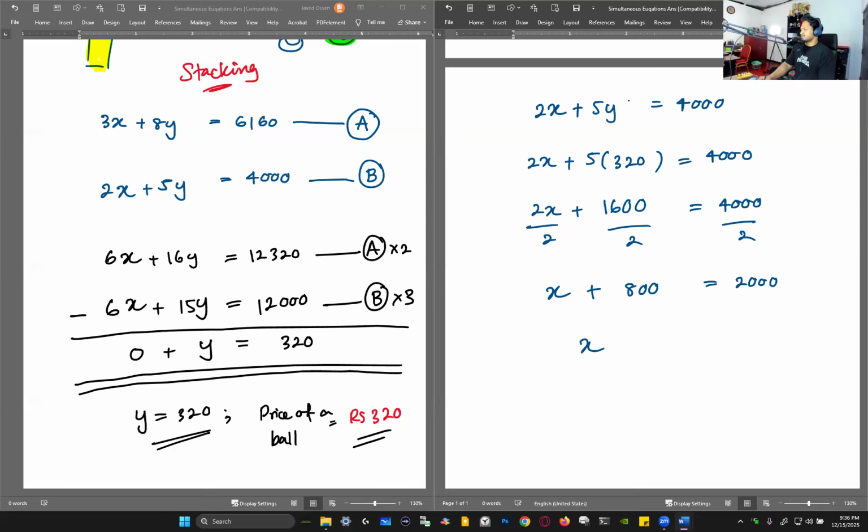So what is x's value? Can you wrap this up? Tell me the final answer. 1200. It is exactly 1200. There you go. Not only Miss Fatima, even the students, everybody got this answer, I believe.